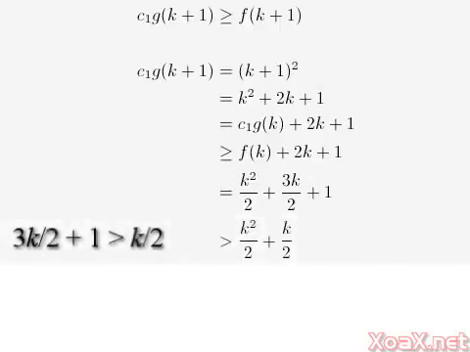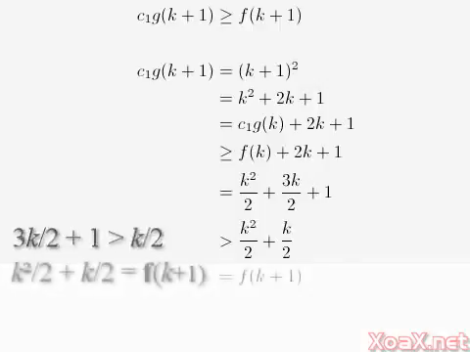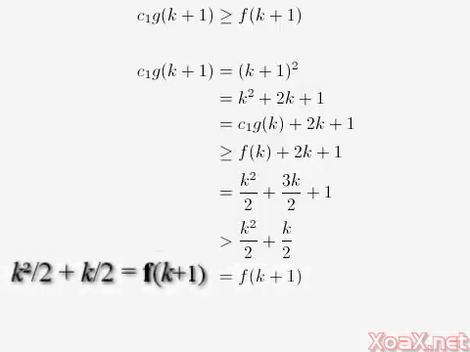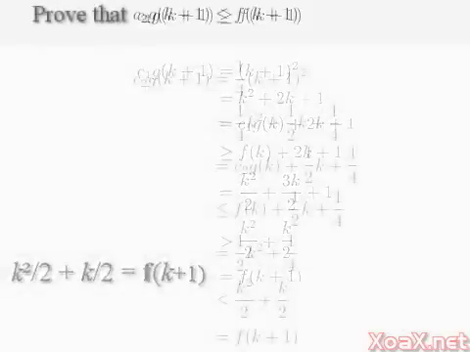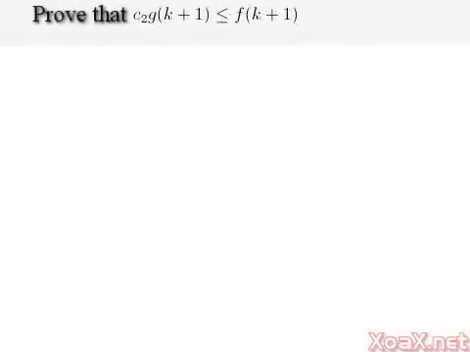A substitution for f of k and some simplification gives us this. This next line follows from the fact that k over 2 is less than 3k over 2 plus 1. We finish the proof by substituting f of k plus 1 for k squared over 2 plus k over 2, which is what it equals. Now let's move on to the second inequality.